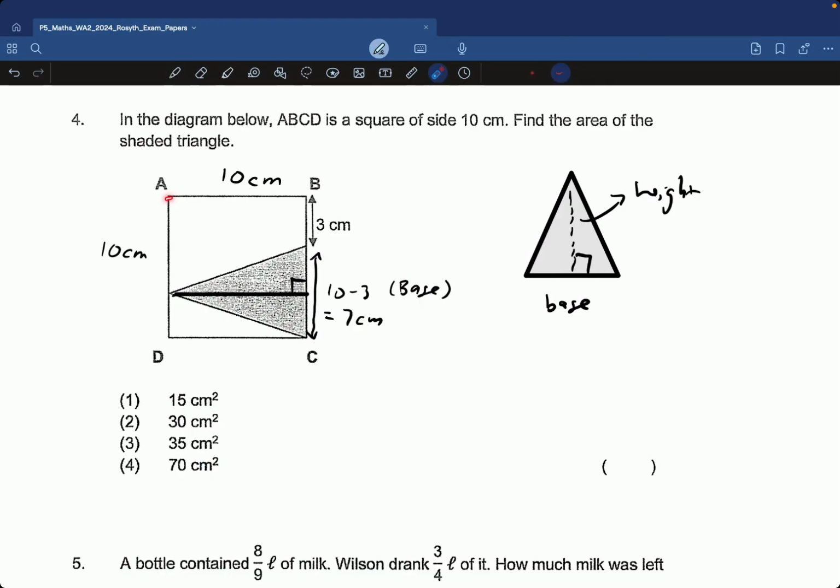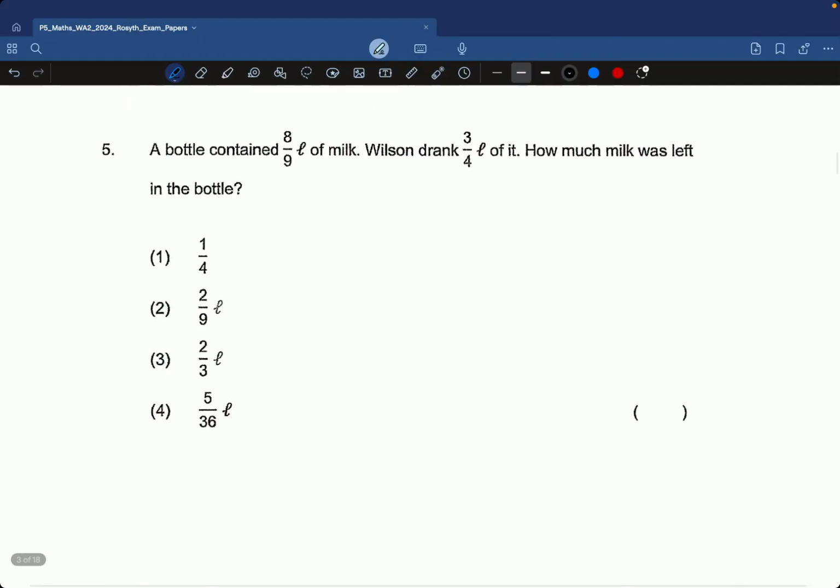And since we know the height is one side of the square, which is 10 centimeters, then the height of this triangle is also 10 centimeters. So that means we can calculate half times base times height, right? Let me just make it properly. Half times base 7 times height 10. So we divide 10 by 2, which will be 7 times 5. And this will give us 35 centimeters square, which is option 3. Let's move on to question 5.